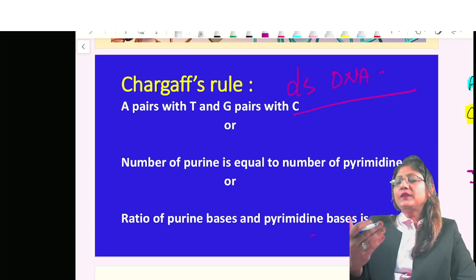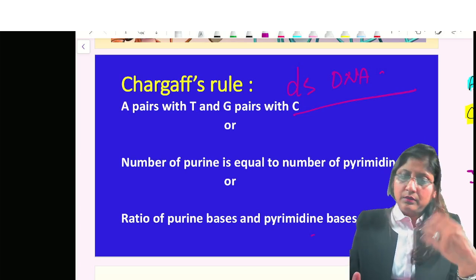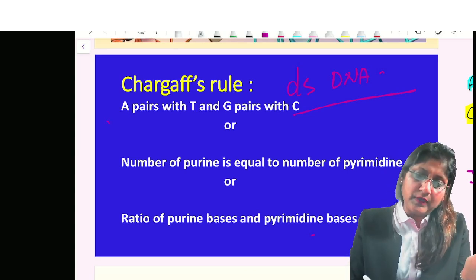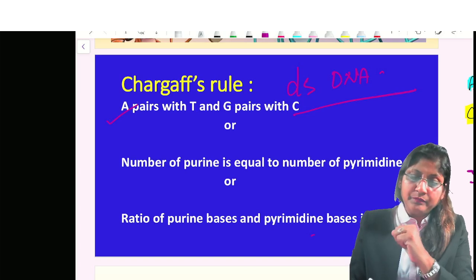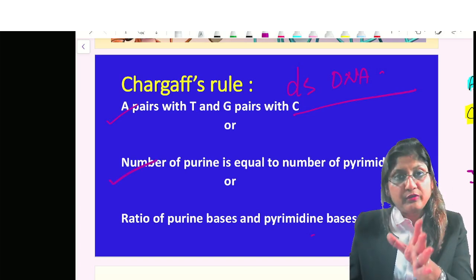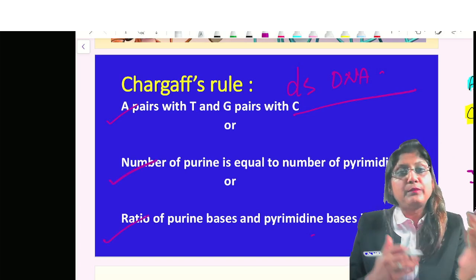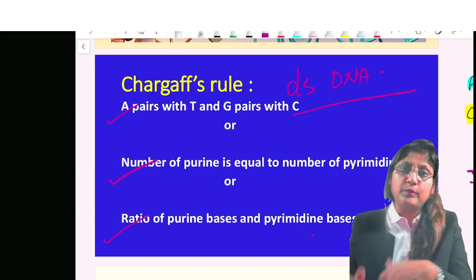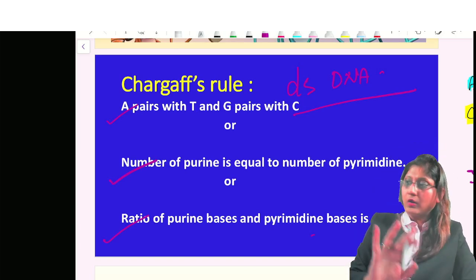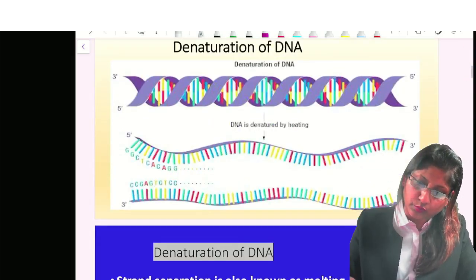Why I want to tell you this? Because Chargaff's rule can be stated in multiple fashion. You can say A pairs with T, C pairs with G, or the number of purine equals number of pyrimidine, or you can say the ratio of purine bases to pyrimidine bases is equivalent to 1. Right? So all are correct regarding Chargaff's rule.